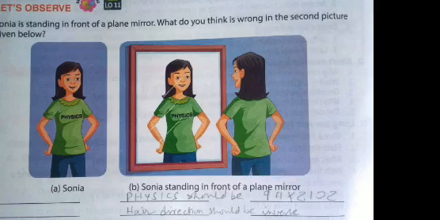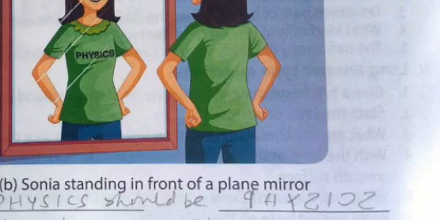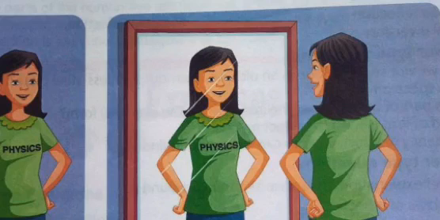Now let's observe page 240. Sonia is standing in front of a plane mirror. What do you think is wrong in the second picture given below? As you can see, Sonia is wearing a t-shirt with physics written on it, but in the image it is showing physics in the same way, which should be laterally inverted, isn't it? Even the hairstyle, the direction of the hair movement, should be inverted.